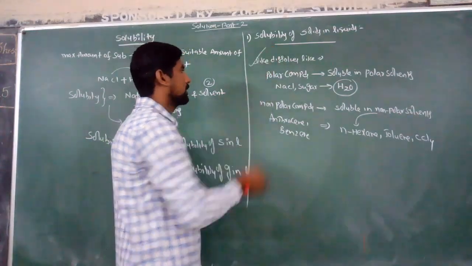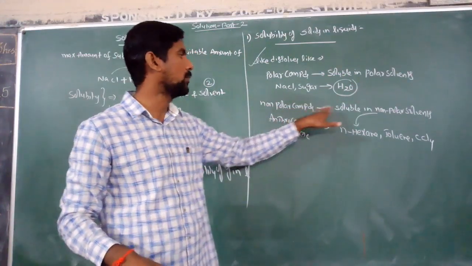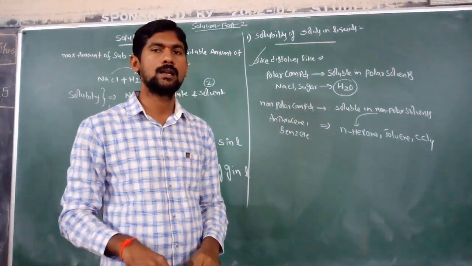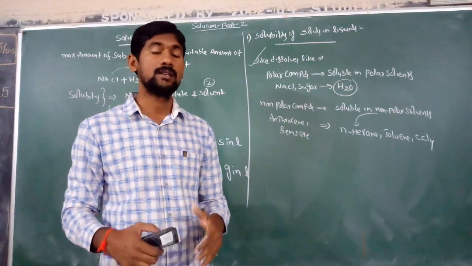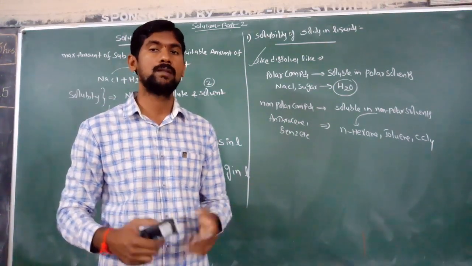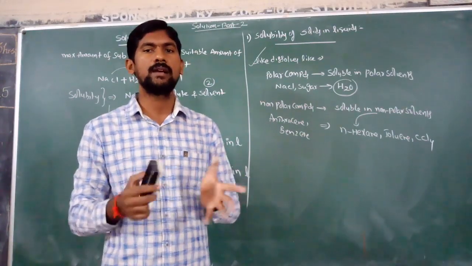So like dissolves like. Polar compounds are soluble in polar solvents. Non-polar compounds are soluble in non-polar solvents. This is mainly due to the difference in interaction between solute and solvent particles: solute-solute, solvent-solvent, and also solute-solvent interactions.